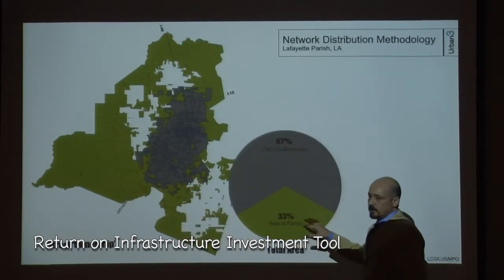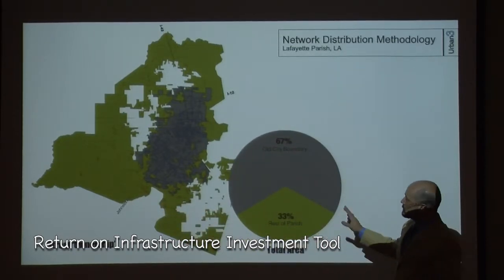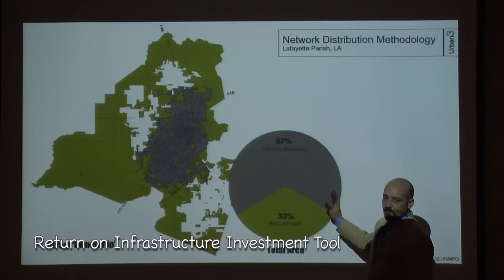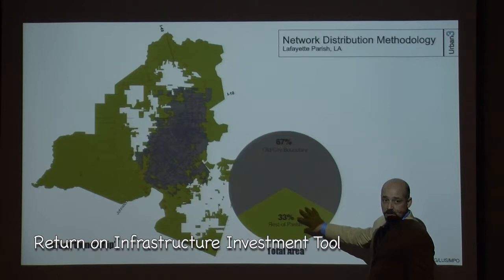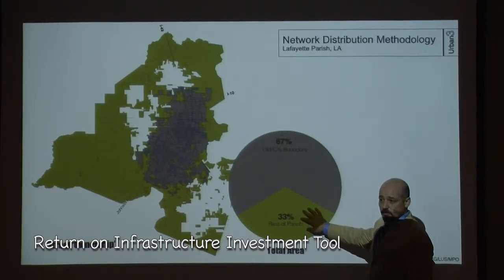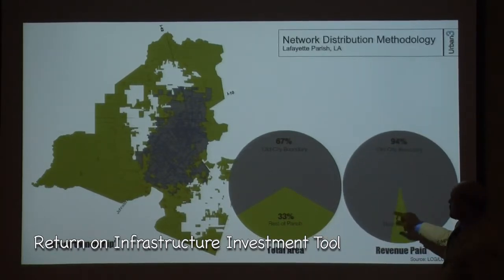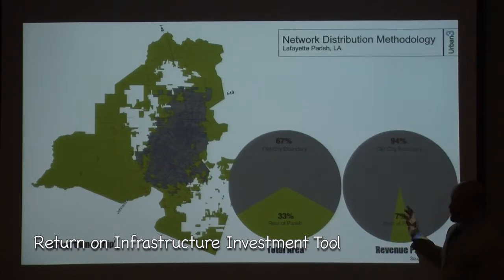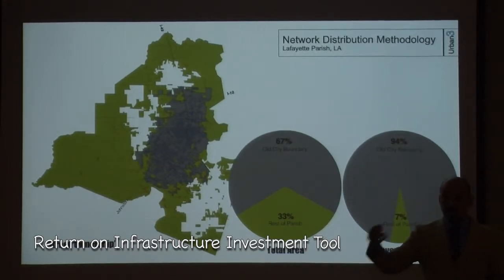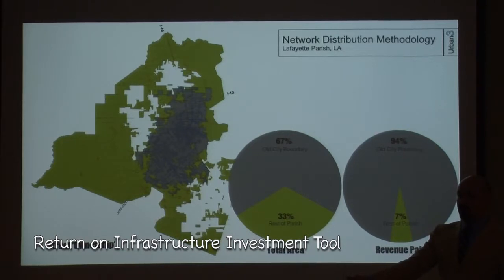So when you look at the area of roads, 2/3 of the area of roads are in the city's area, 1/3 is in the parish. But when you look at who's paying the bill for the street infrastructure, you're looking at 7% being paid by folks out in the parish for their 1/3 of the infrastructure. So that means the remaining bill is a transfer payment coming out of the city to cover the parish costs. Just something to think about.